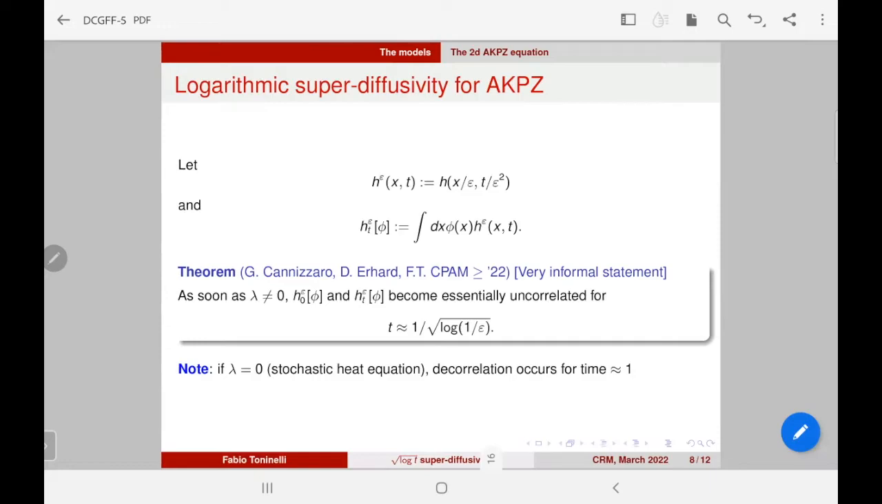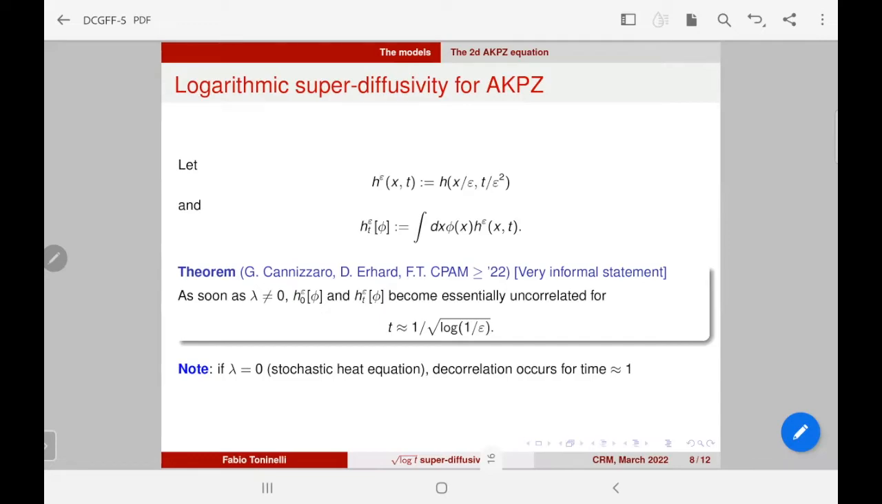Well, fast, I mean, it depends if you consider that 1 over square root of log is small or not. But these two random variables decorrelate on a time which is going to 0 asymptotically with epsilon. So somehow something different happens. This is telling you that the process is not scale invariant, even asymptotically for large time. Okay, so this is a very informal statement of the second result.